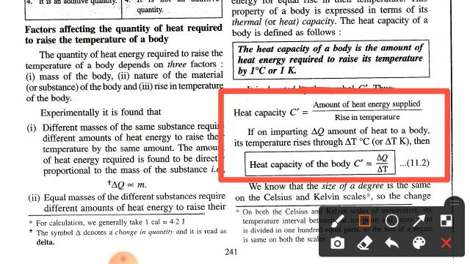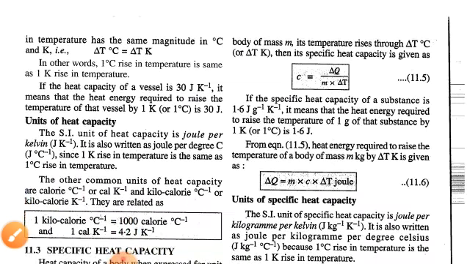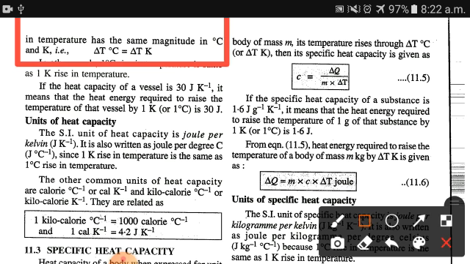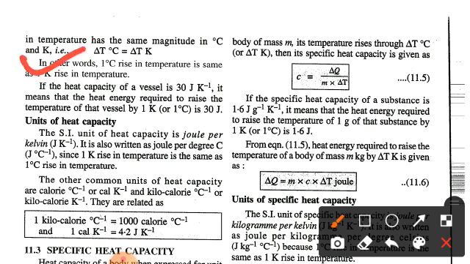Fine. Now we know that the size of a degree is the same on the Celsius and the Kelvin scale. So the change in temperature has the same magnitude in degree Celsius and in Kelvin. So you can write the relation like this: delta T in Celsius equals delta T in Kelvin. Clear? In other words, a 1 degree Celsius rise in temperature is the same as a 1 Kelvin rise in temperature. So if the heat capacity of a vessel is 30 joule per Kelvin, it means that the heat energy required to raise the temperature of the vessel by 1 Kelvin or 1 degree Celsius is how much? 30 joule. I hope it is clear.